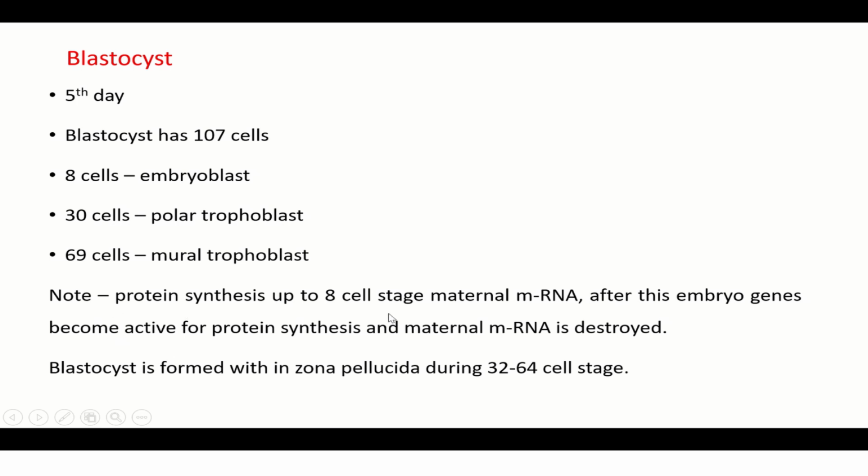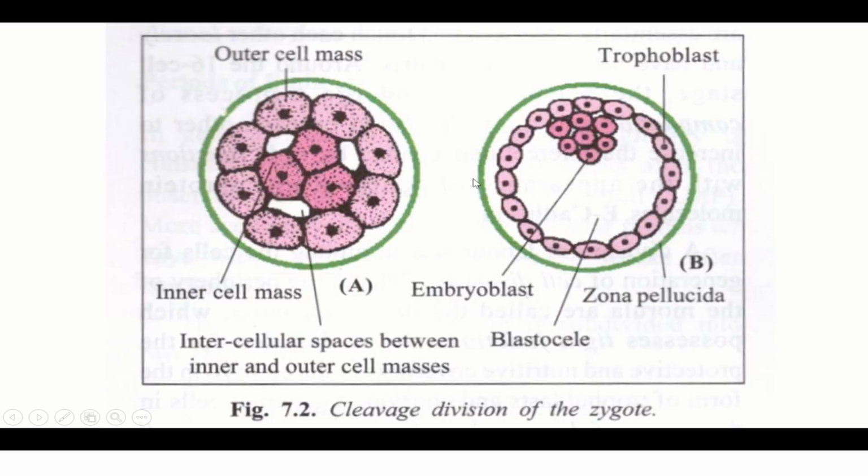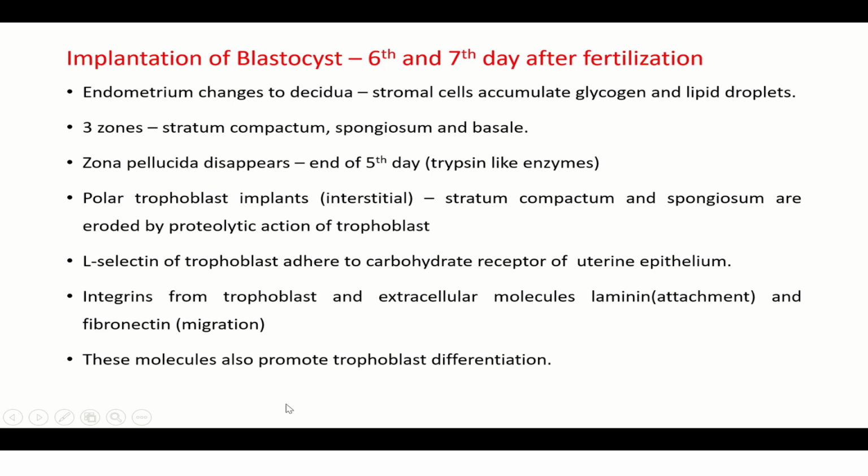The protein synthesis up to this cell stage is by maternal mRNA. After this, embryonic genes will become active for protein synthesis and maternal mRNA is destroyed. The blastocyst is formed within the zona pellucida, at approximately the 32 to 64 cell stage. You can see here polar trophoblast, mural trophoblast, blastocyst cavity, embryoblast. So outer cell mass and inner cell mass.